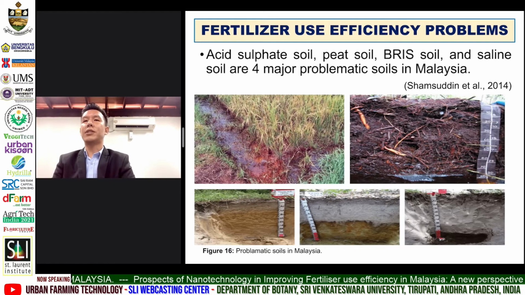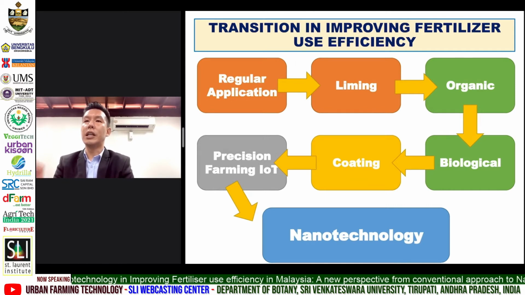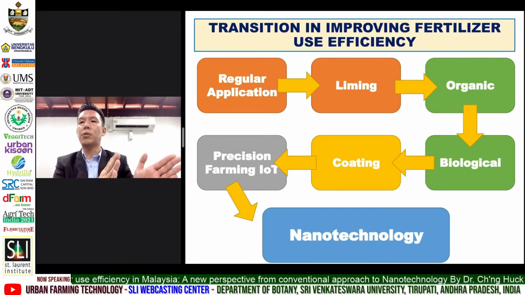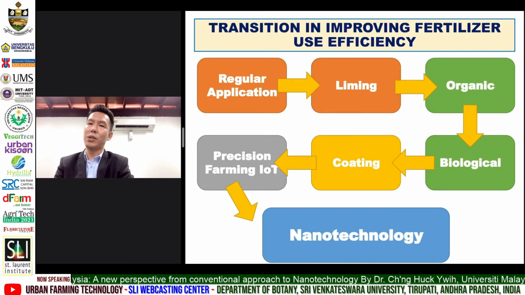So after realizing the problems and factors that reduce the fertilizer use efficiency, in this slide we can see there's a transition in the development of technologies to improve the fertilizer use efficiency, starting from the very old-fashioned way, regular application of fertilizer, to today's famous technology called nanotechnology, which is the core topic of today's talk.